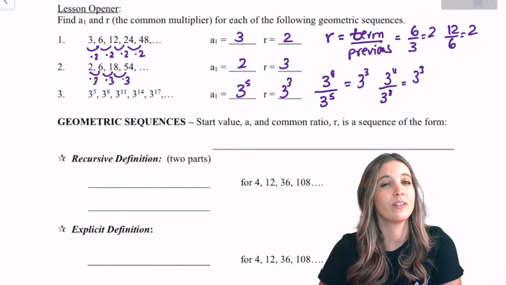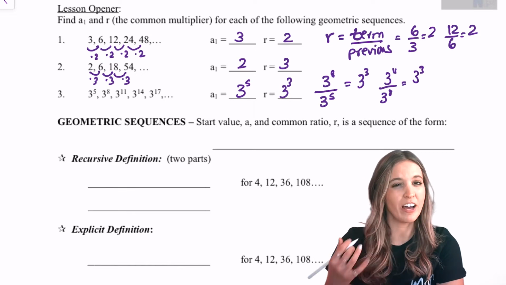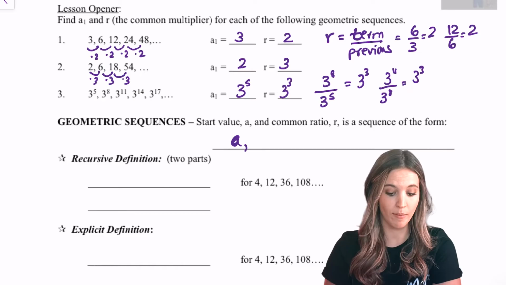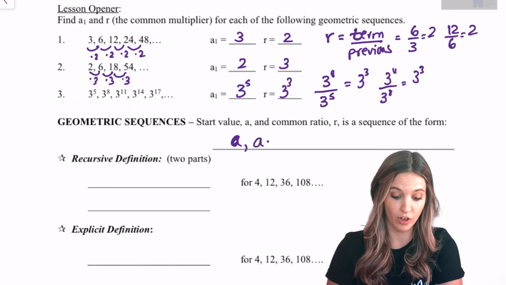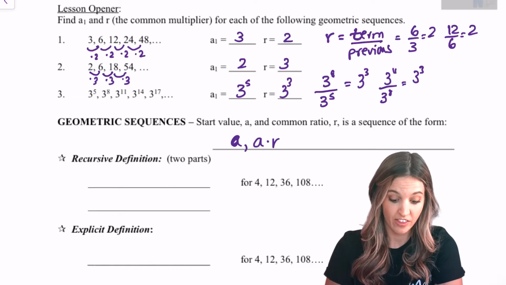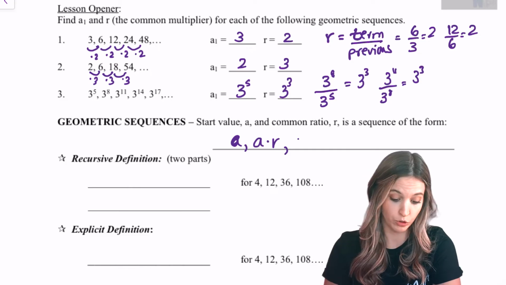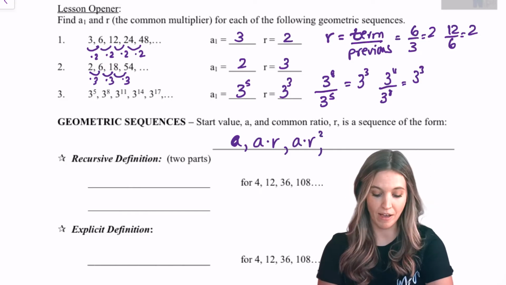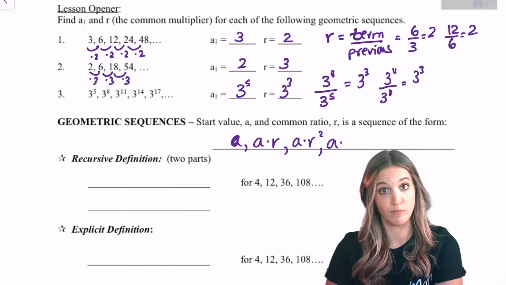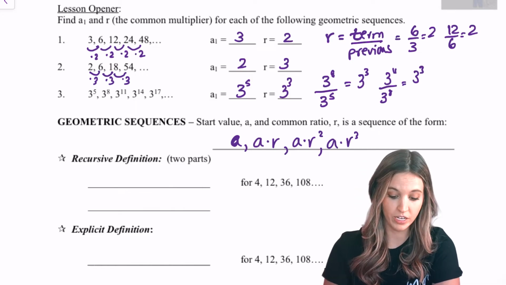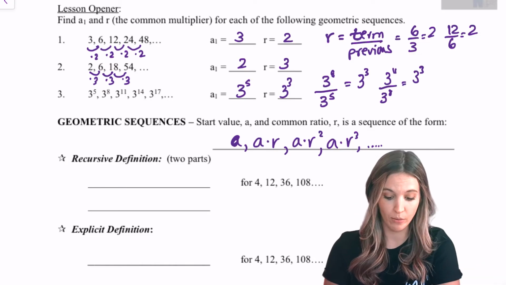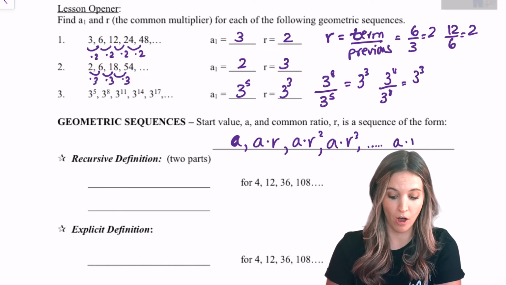A geometric sequence is a list of numbers with a common ratio r. If I define the first term in my geometric sequence as a, to get to the next term, I would multiply a by the common ratio r. Then to get to the term after that, I would multiply a by r times r. And then to get to the term after that, a times r times r times r, so r cubed, and so on.